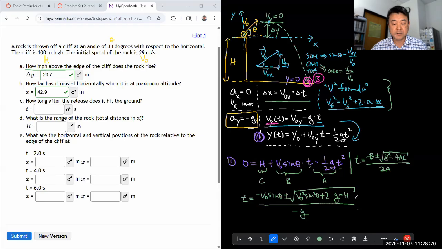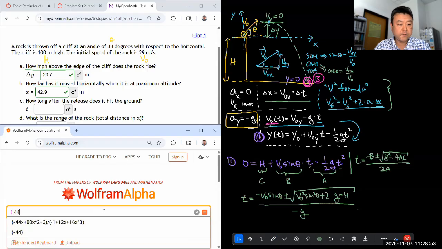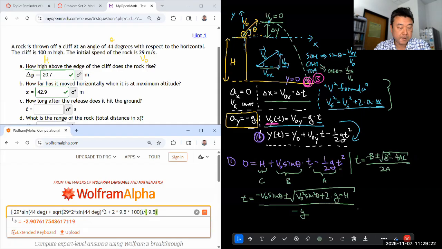So let me just plug in the numbers. Yeah, now if you are wondering about this plus minus business, try plugging in both the signs. Let me give this a try. So minus v naught, 29 meters per second, times the sine of 44 degrees. This time let me try plus the square root of v naught, 29 squared, times sine of 44 degrees squared, plus 2 times g, 9.8, times h, which was 100 meters, basic SI units. All of that divided by minus 9.8.